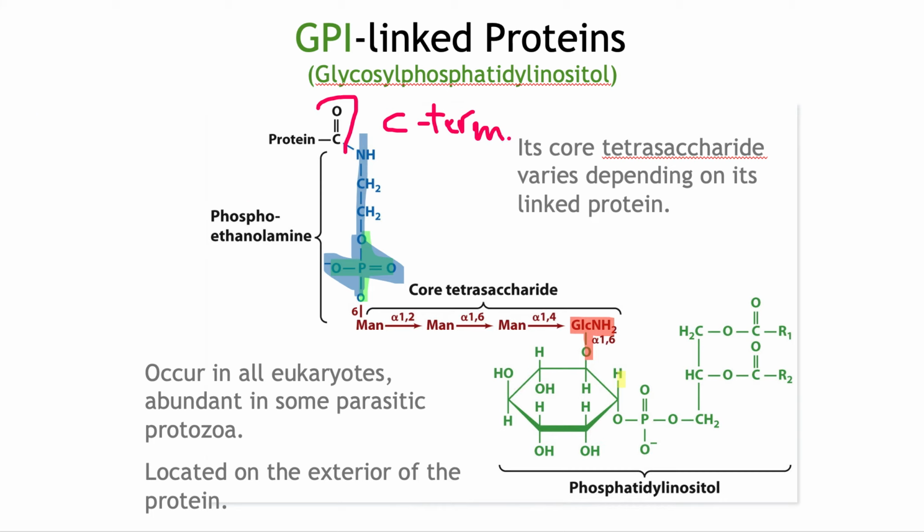So now, the identity of the protein can dictate the identity of the core tetrasaccharide. So really, depending on what the protein might be, the core tetrasaccharide unit might vary with the identity of the protein. And if you consider the 2 fatty acids in the glycerol phospholipid, they can have considerable diversity as well.